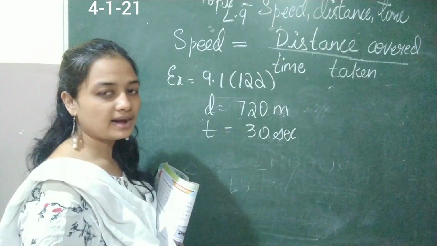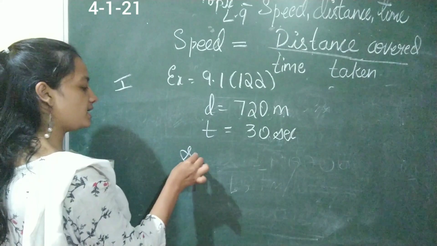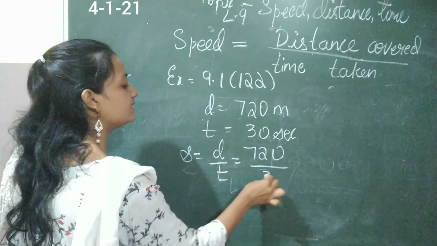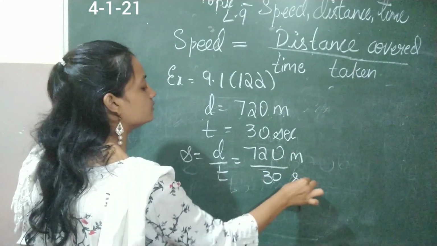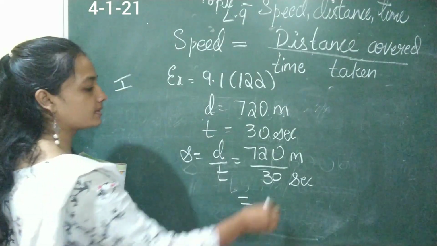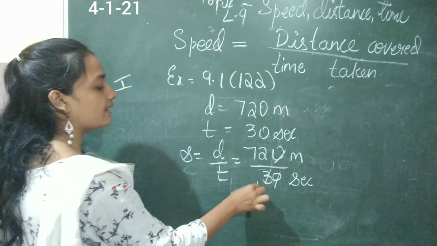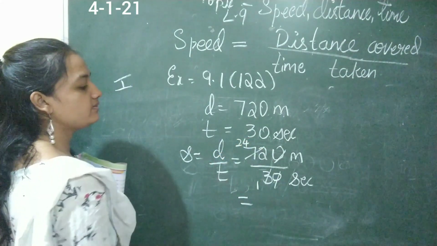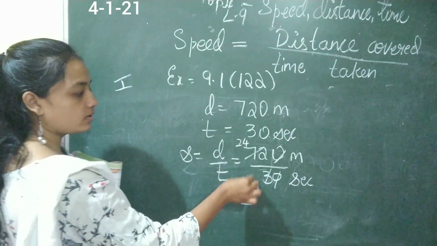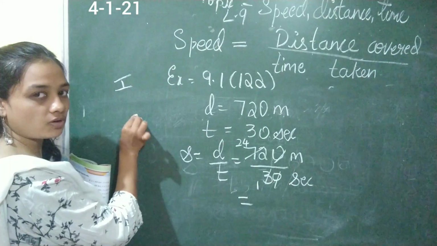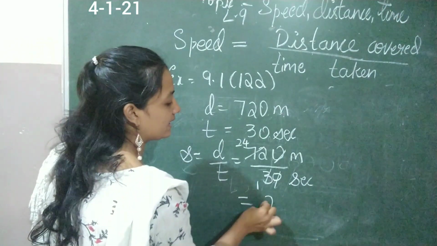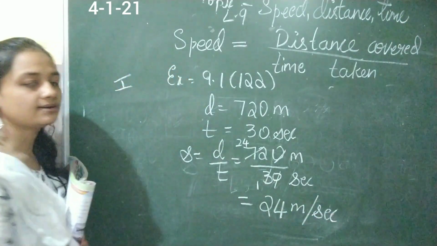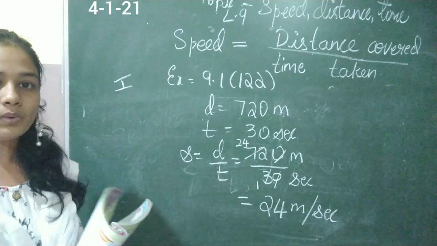30 seconds will be half a minute. So what is the speed? Distance by time, that is 720 divided by 30. Write the units. Now calculate the answer. 0, 0 get cancelled. 3 twos are 6, 3 fours are 12, 3 sevens are 21, so 24. If you are confused to cancel like this, you can write the division form and calculate the answer. So my answer would be 24 meters per second. This is her speed. So I'll solve one more problem for you.